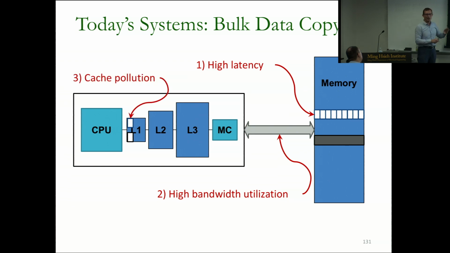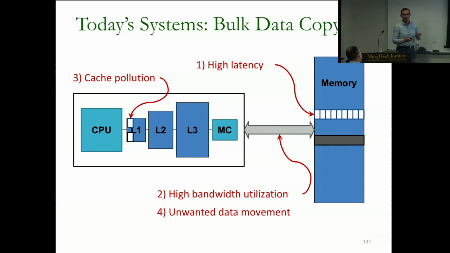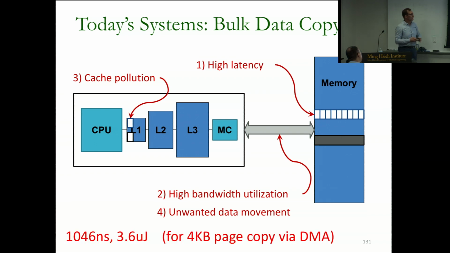It causes cache pollution, but you could eliminate that by setting this up through the DMA engine and not disturbing the caches. And it causes a lot of unwanted data movement. So if you look at a 4 kilobyte page copy through the DMA engine, not even going through the cache hierarchy, with some technology assumptions, DDR3, it takes about 1,000 nanoseconds and 3.6 microjoules.